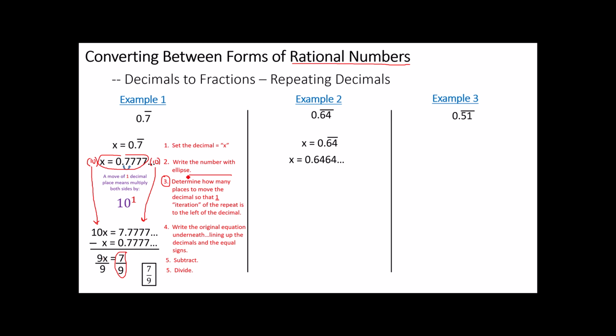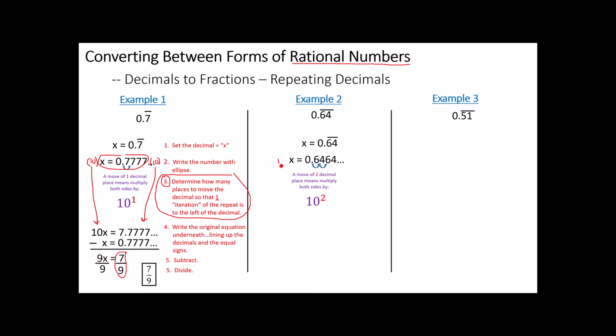Here's the trickiest part. We want to figure out how many places we need to move this decimal in order to get one copy of the 64 on the left side. I want one copy of 64 to the left. Well, my decimal is going to need to move here for that to happen. That is 2 decimal moves to the right. So I'm going to multiply both sides by 10 squared, or multiply both sides by 100.